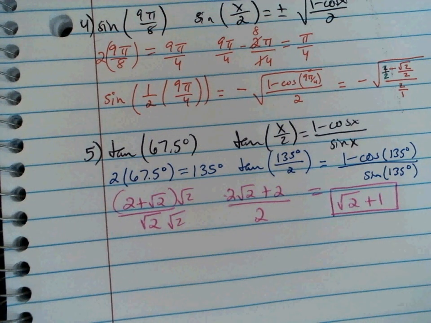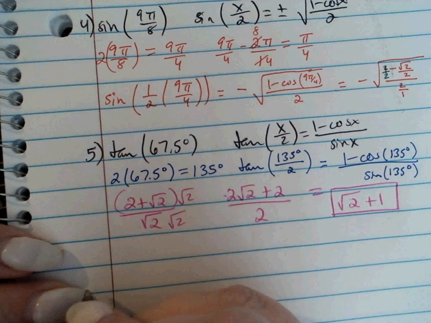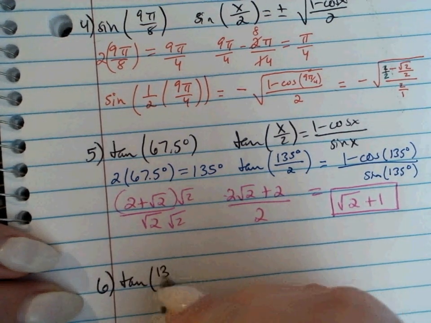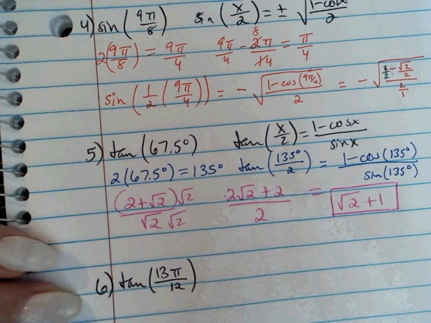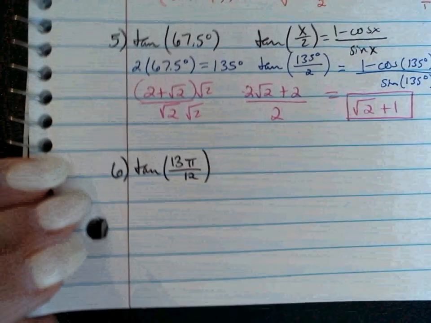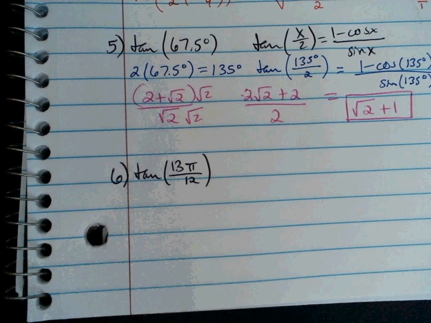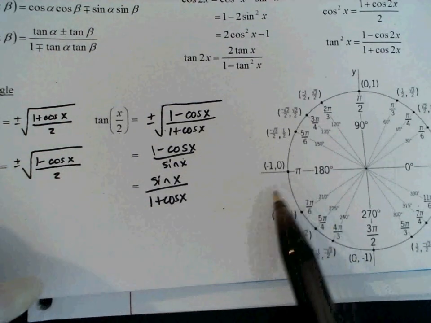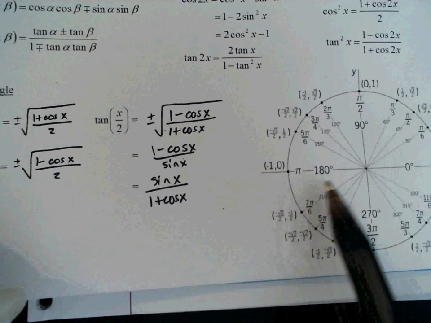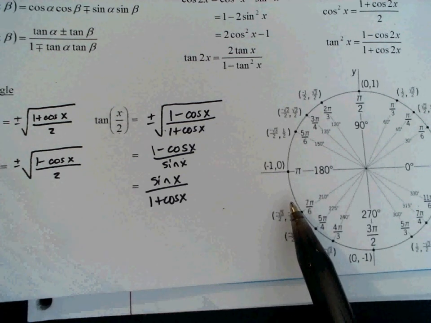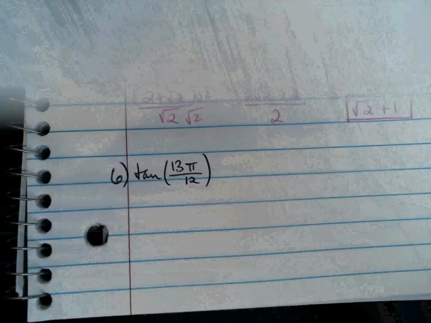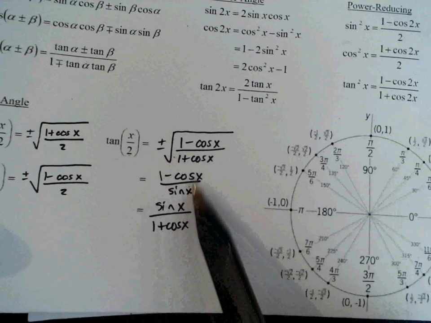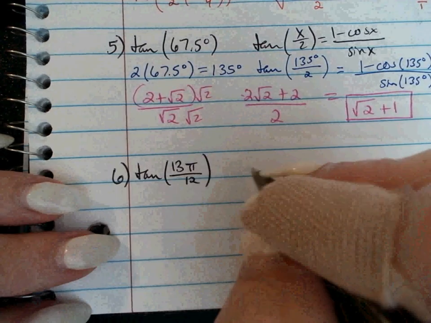Let's go to number 6. Number 6 says tangent of 13 pi over 12. So tangent of 13 pi over 12. Let's place that. 13 twelfths is just over 12 twelfths, which is 1. So if this is pi, then 13 twelfths is in here. Tangent in this quadrant, if you go left and down, that's going to be a negative divided by a negative. That is positive. So, I mean, if I had to worry about it. But I don't, because I'm going to use that one again.